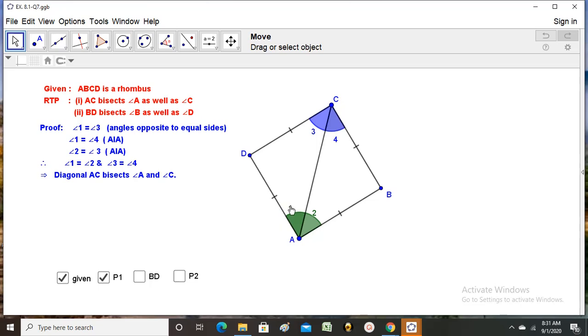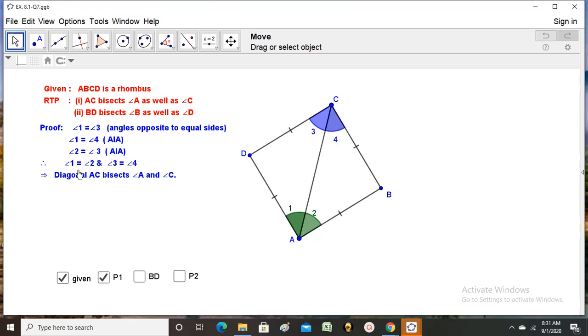Therefore, angles opposite to equal sides are equal, angle 1 equal to angle 3. We can also claim that angle 1 equal to angle 4 because they are a pair of alternate interior angles. We have checked it in the previous problem. Similarly, 2 equal to 3. See, angle 1 and 3 are equal, 1 and 4 are equal, and 2 and 3 are equal.